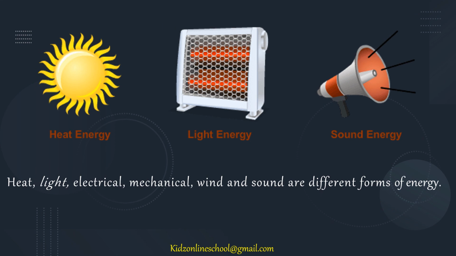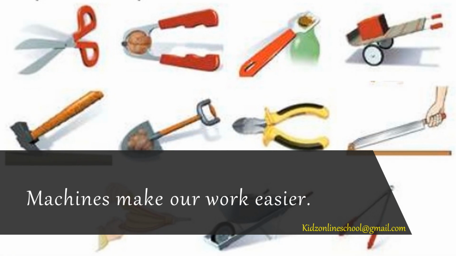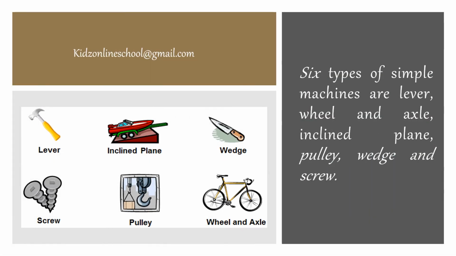Heat, light, electrical, mechanical, wind, and sound are different forms of energy. Machines make our work easier. 6 types of simple machines are lever, wheel and axle, inclined plane, pulley, wedge and screw.